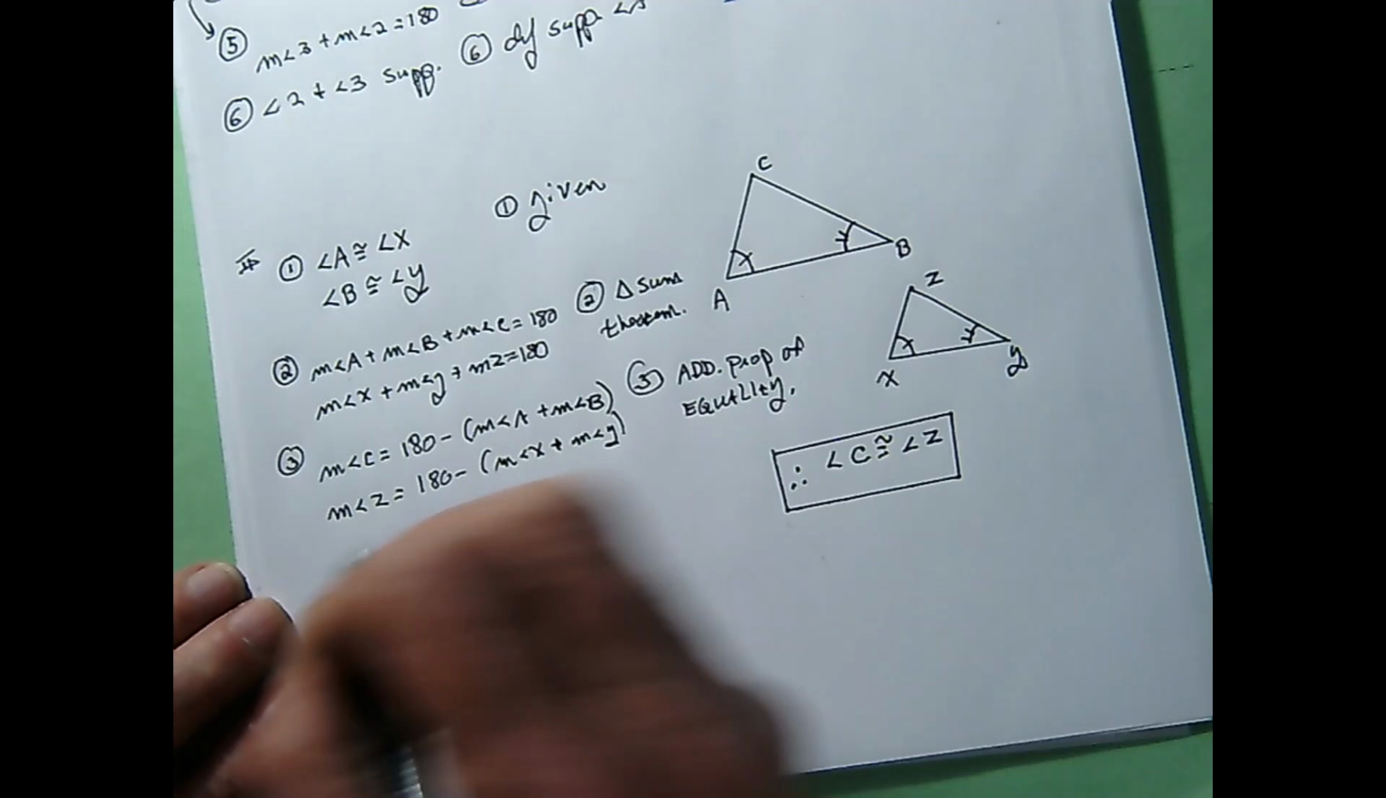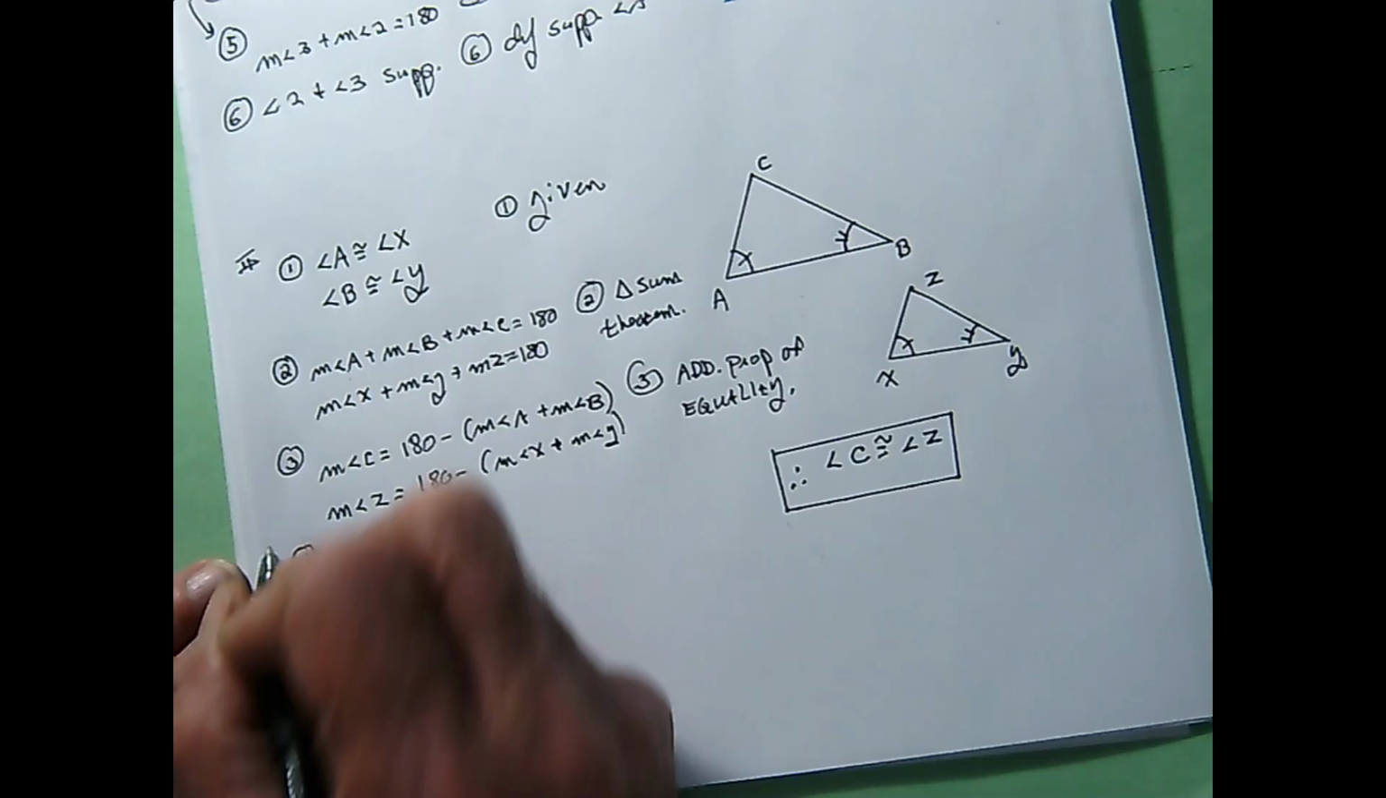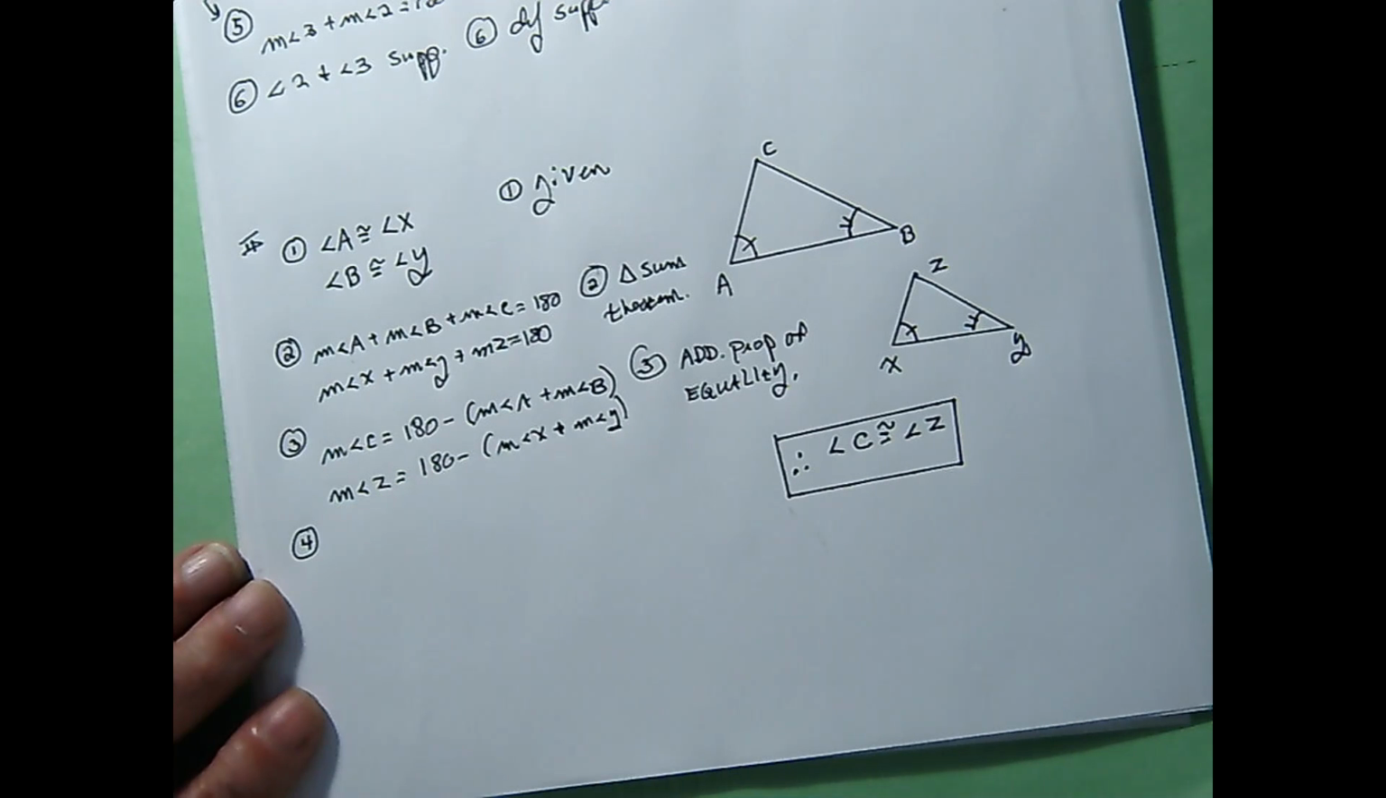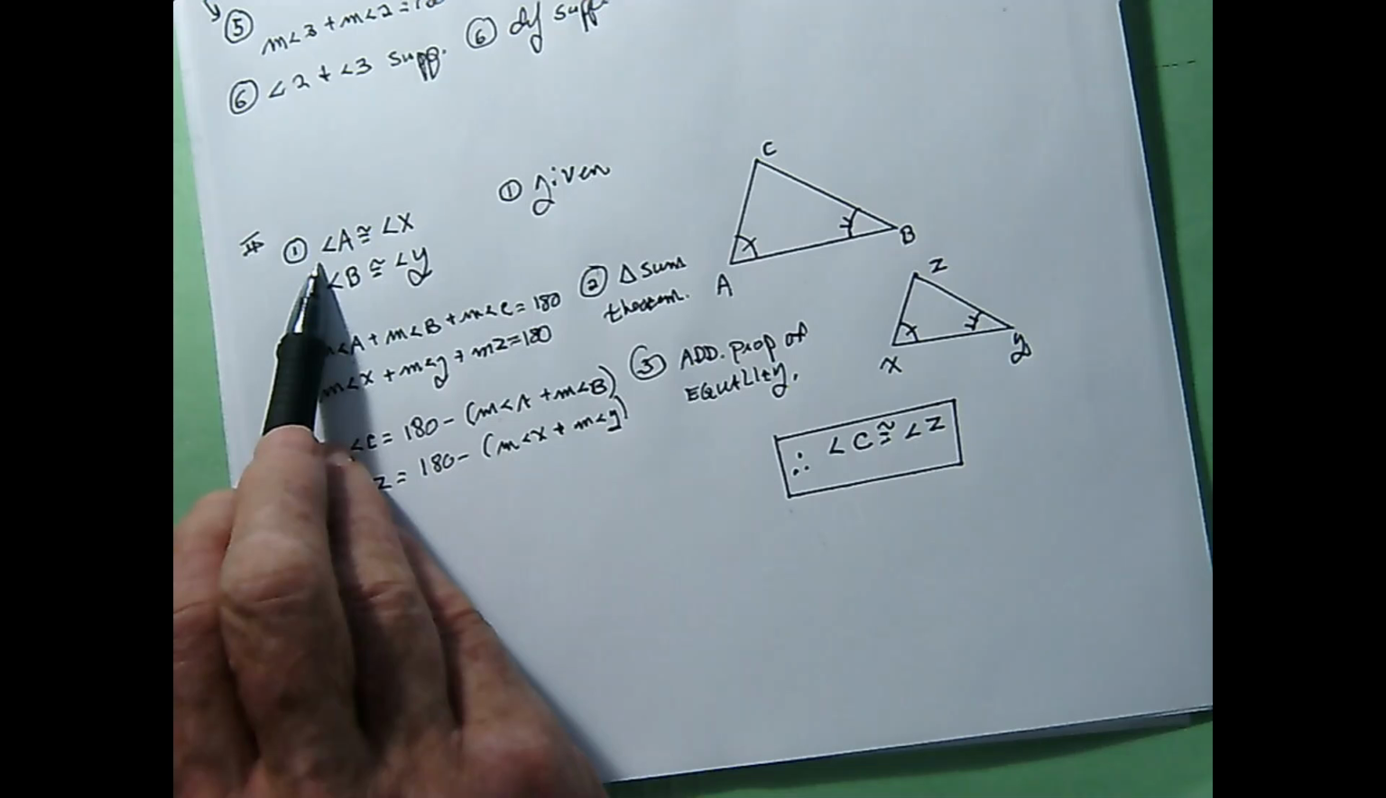Now, I want to make a substitution. Often you will make a substitution. But to make that substitution in the place for the measure of angle A and the measure of angle B, I need to get the fact that these angles are in fact equal in measure. They are equal in measure, I just need to make that statement.